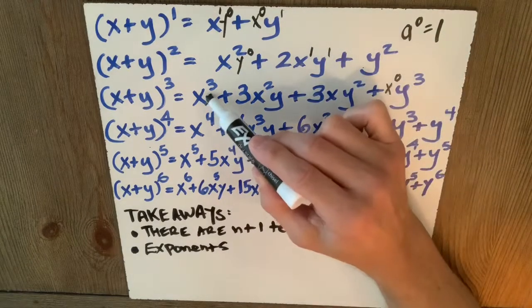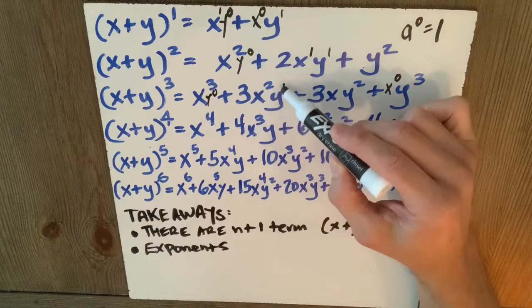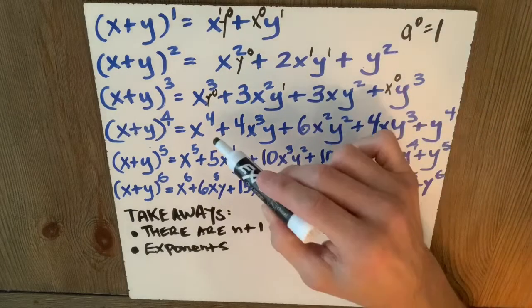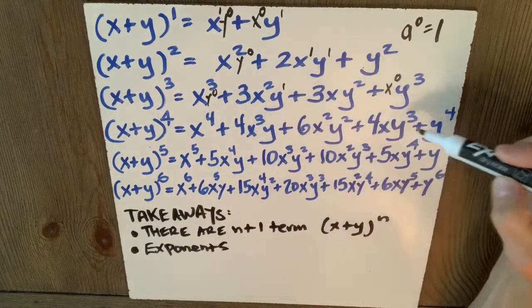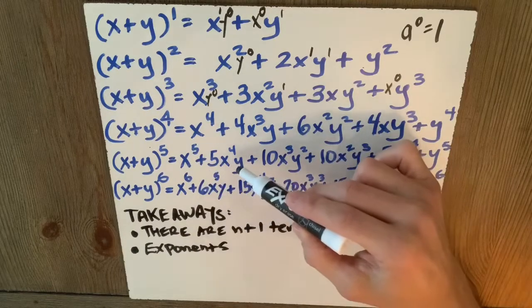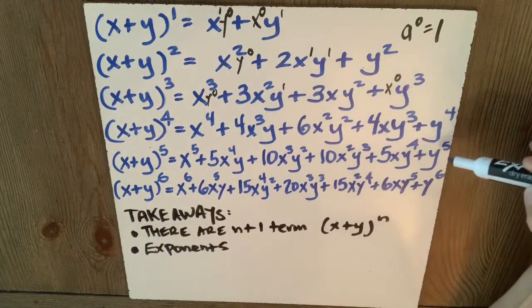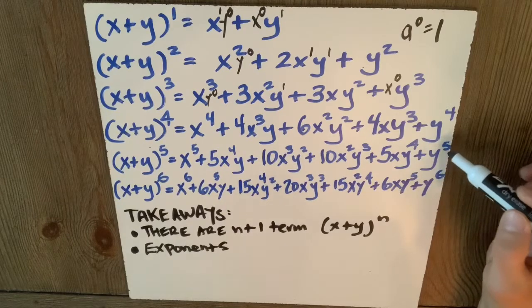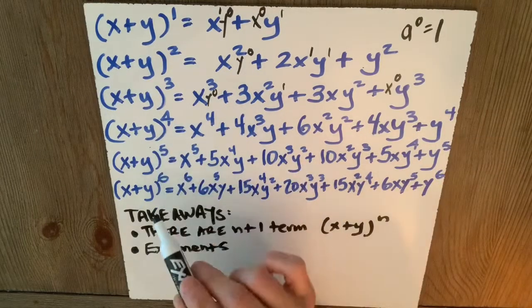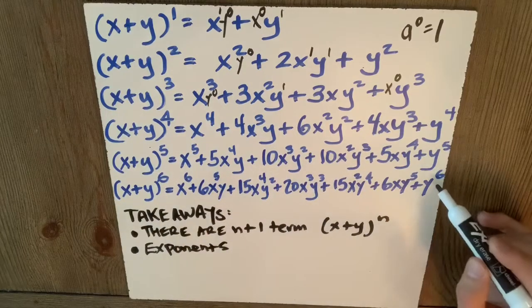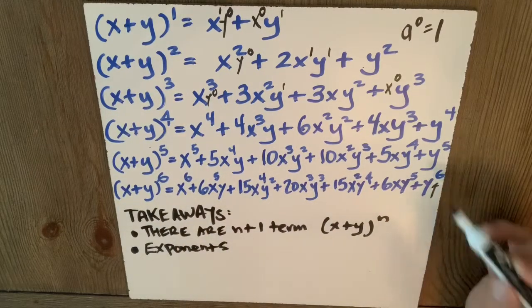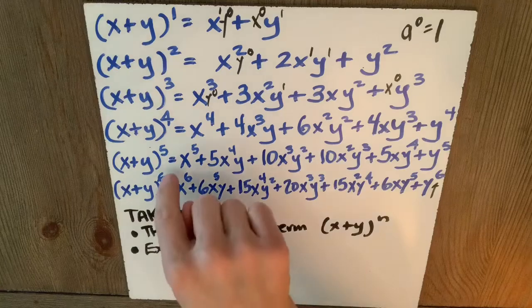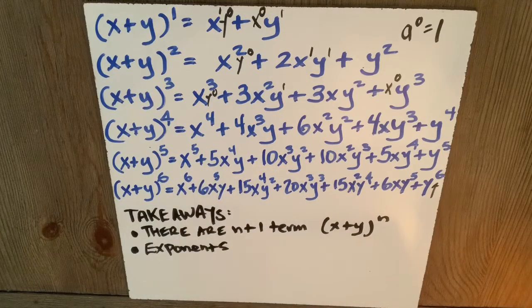How about here? It's y to the 0, 1, 2, 3. Then y to the 0, 1, 2, 3, 4. Then y to the 0, 1, 2, 3, 4, 5. Notice I stop wherever the exponent equals whatever n is. So because this is 6, I know I'm going to stop where y is to the 6th power, which is equal to my original n.